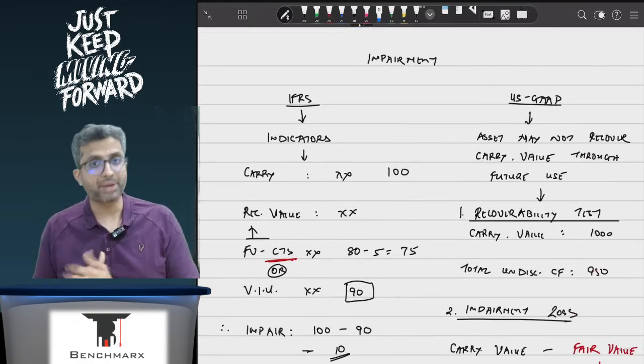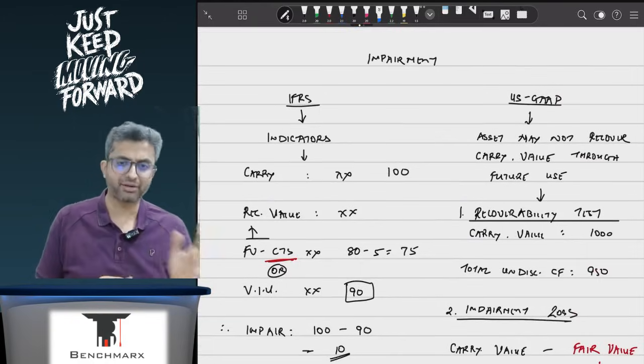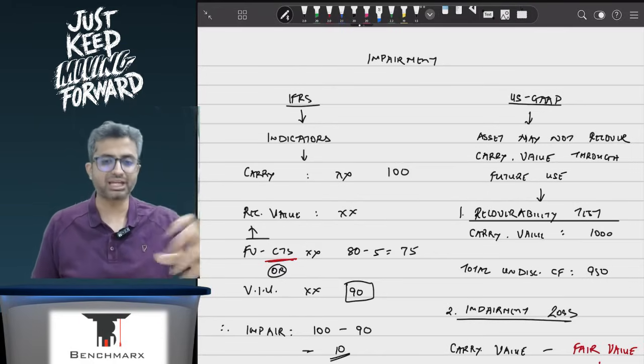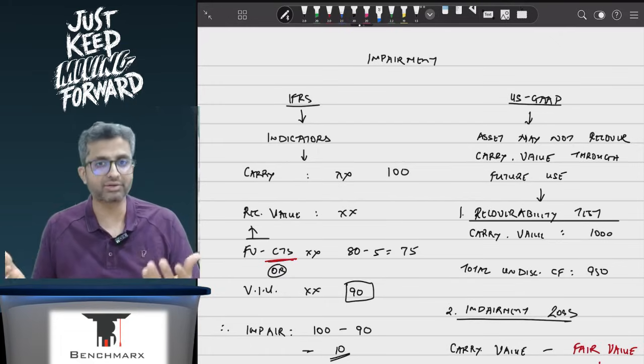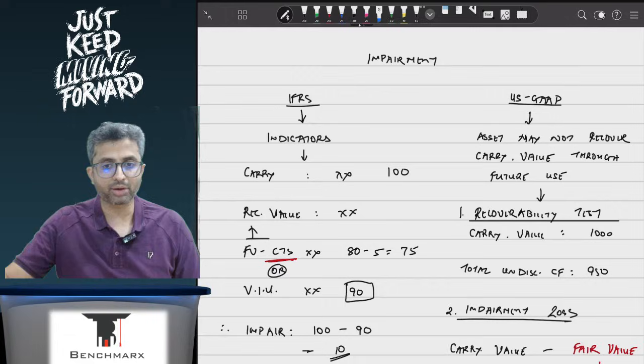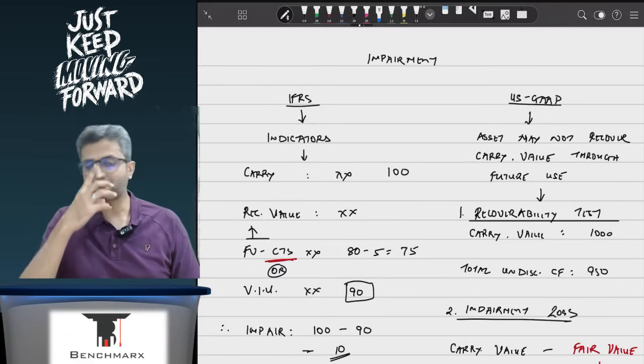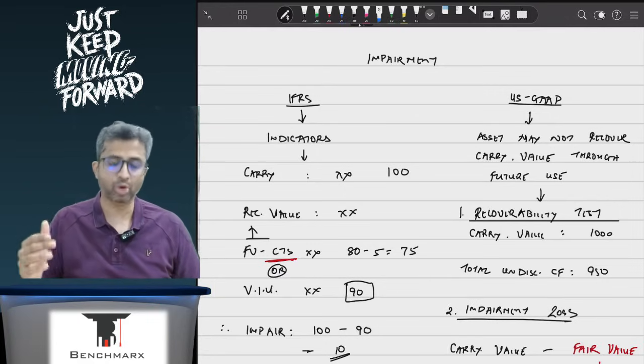Now, then you go to impairment. When you look at IFRS, there is IAS 36, which says that you will compare the carrying value, that is your ledger balance, with something called recoverable value. Recoverable value is the higher of fair value less cost to sell, or the value in use. Value in use is calculated as the present value of future cash flows, and that's about it.